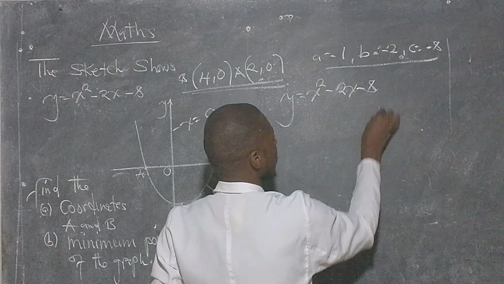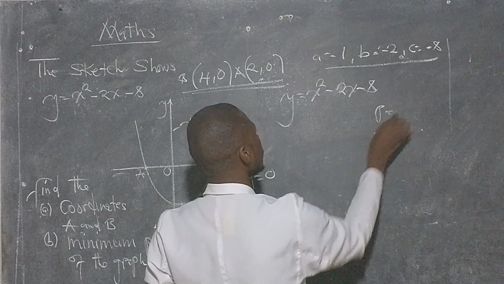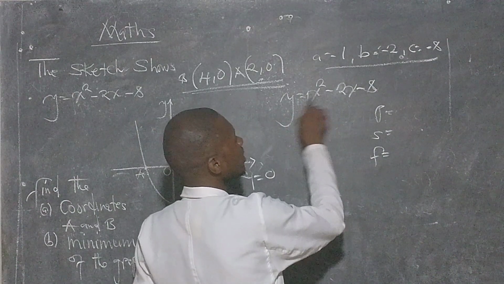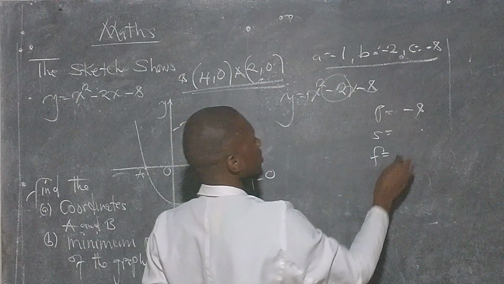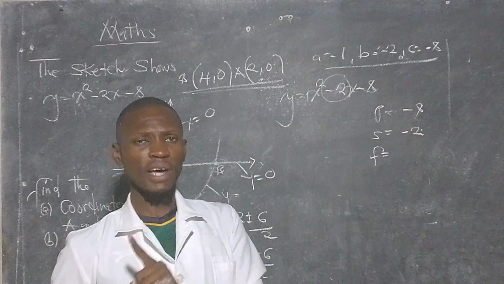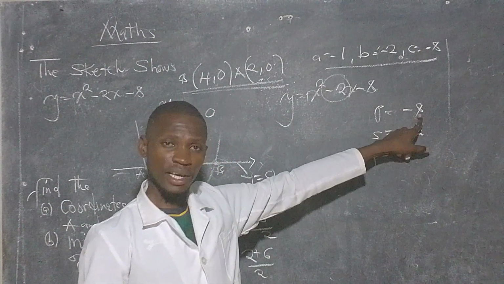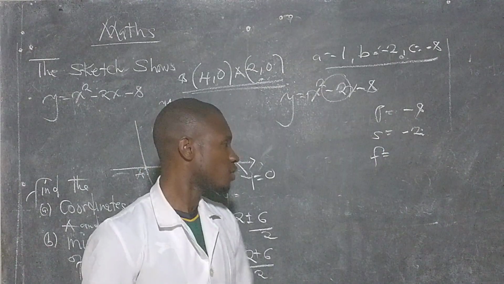So product, then you have sum and factors. For the product, you multiply the a and c. So you have 1 here, 1 times negative 8, we get negative 8. Then this is our sum, so negative 2. Factors: we want to find two numbers which we can multiply to get negative 8. The same numbers, we add them, we get negative 2.